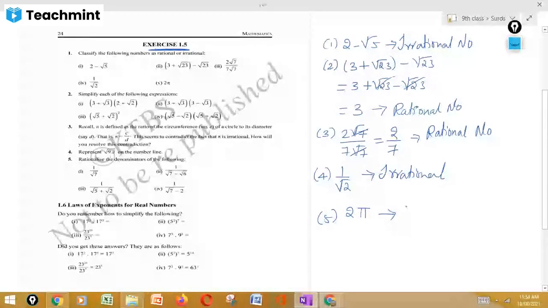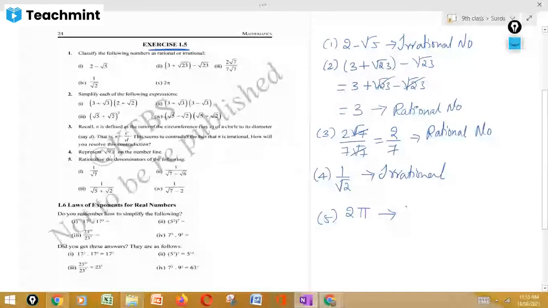Sir, when there is a multiplication between a rational and an irrational, it may give us a rational or an irrational, sir.